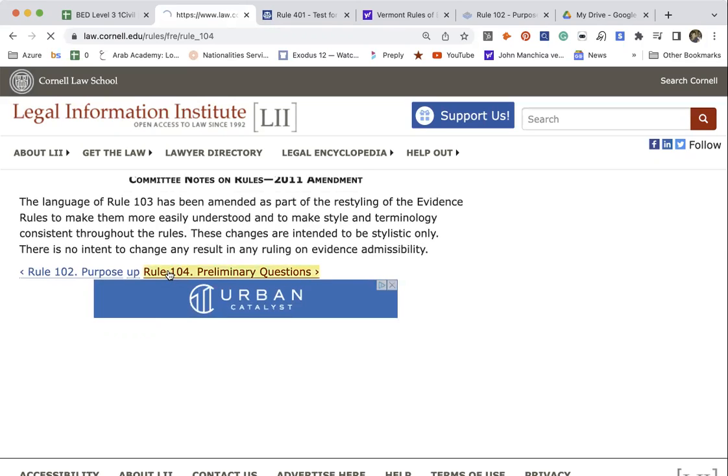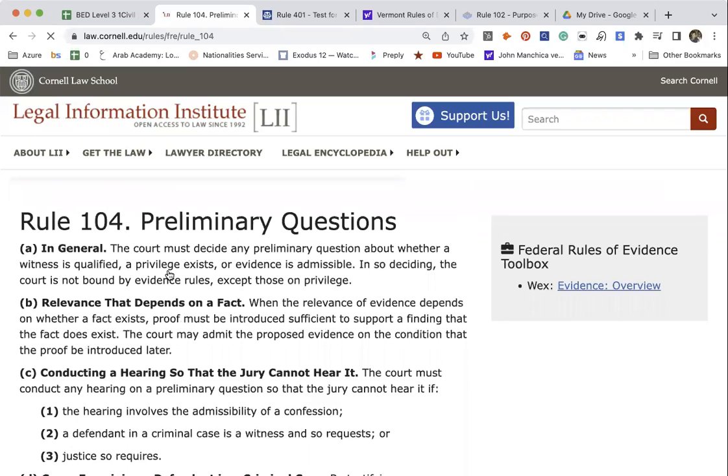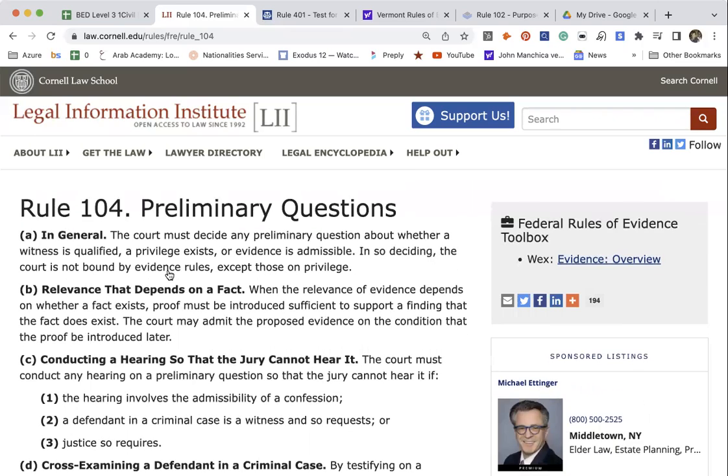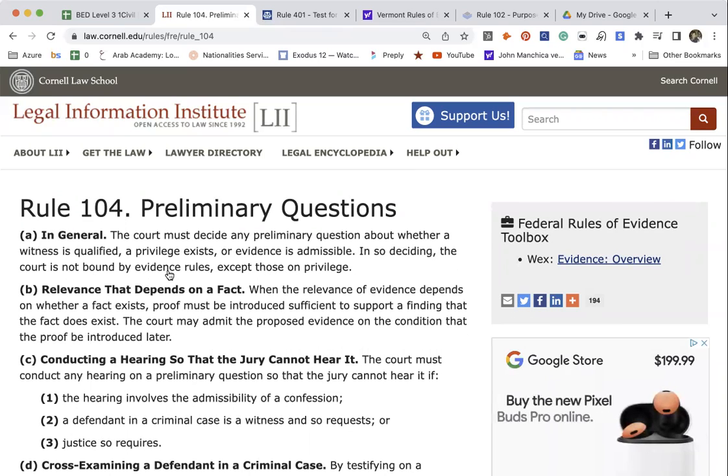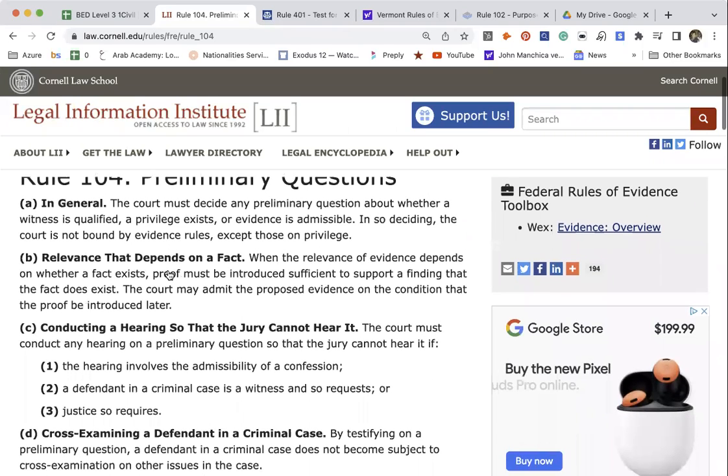Rule 104, preliminary questions. A, in general, the court must decide any preliminary question about whether a witness is qualified, a privilege exists, or evidence is admissible. In so doing, the court is not bound by evidence rules except those on privilege.